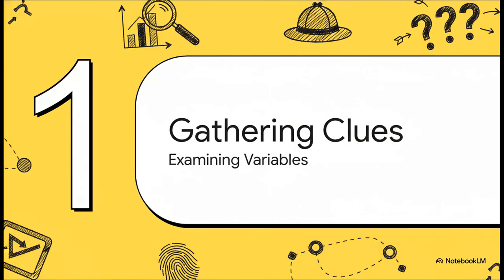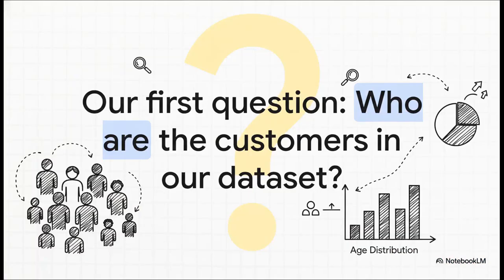Okay, so where do we start our investigation? Well, the first step is always to just look at the evidence you have, one piece at a time. In data terms, that means looking at each variable or each clue all by itself. We call this univariate analysis. So let's ask a really basic but fundamental question. Let's say we've got some customer data. The first thing we'd probably want to know is, who are these people? And a great place to start digging into that is their age.